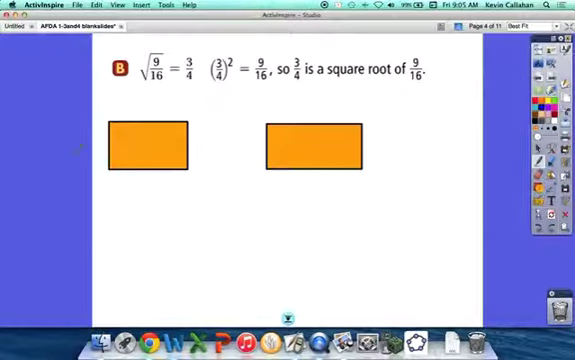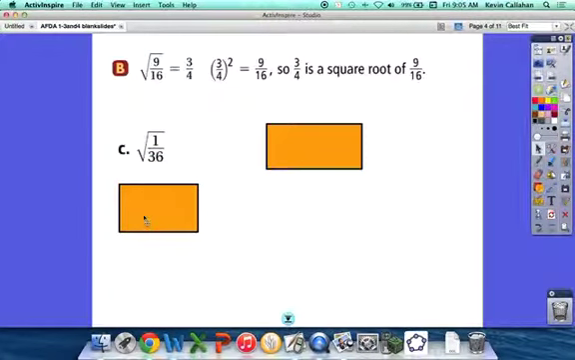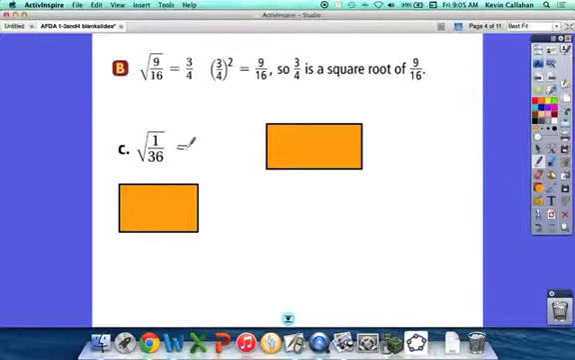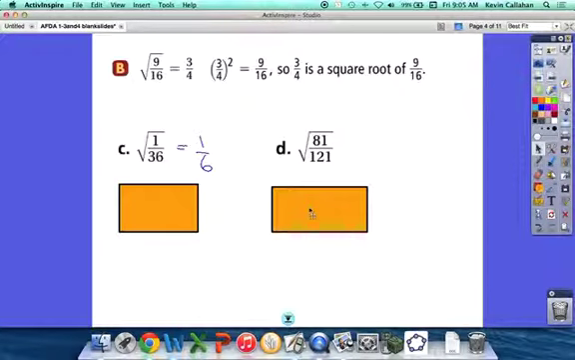Okay, what about the square root of 1 over 36? That equals 1/6, right? The square root of 1 is 1. The square root of 36 is 6. Okay, how about this one? Just look at individually the square root of 81, which we've already done, is 9. The square root of 121 is 11. Right, so simple stuff.